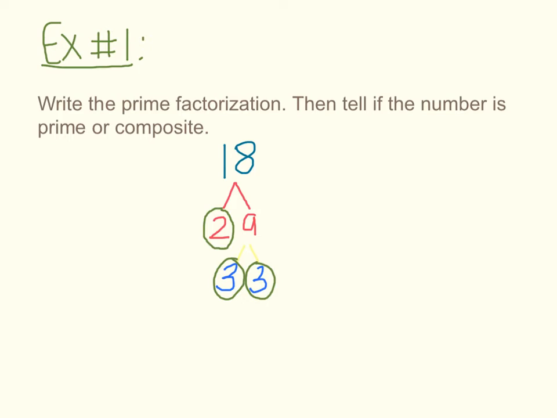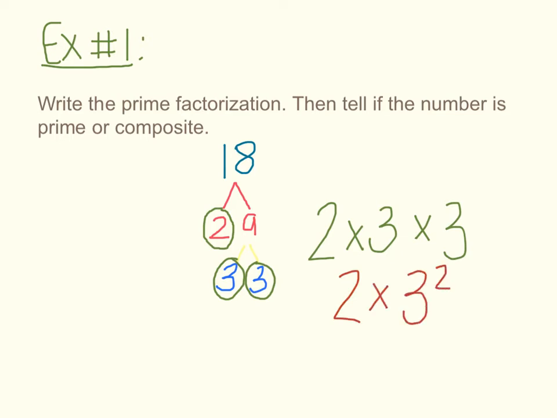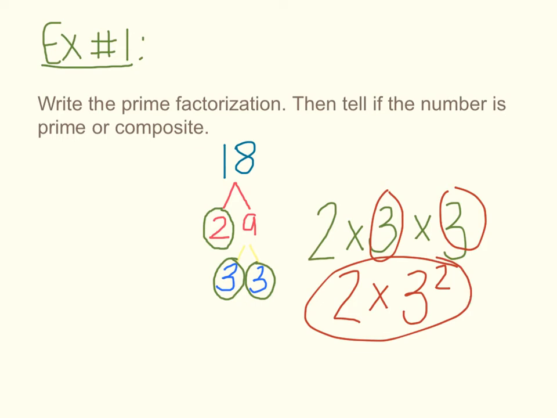So we take our circled numbers and we write our prime factorization. 2 times 3 times 3. But we know how to use exponents, so we are going to do that. So we have 2 times 3 to the 2nd power because there's 1, 2 3's. Okay, so there's our prime factorization. And then they want to know if the number 18 is prime or composite, and it is a composite number because it has more than 2 factors. It can be broken down by something other than 1.